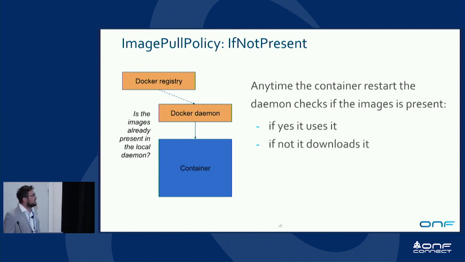IfNotPresent is a little smarter than Always. The Docker daemon just checks: do I have this image? Yes, good, I'm going to use the one I have locally. No, I'm going to ask the registry if it's there or not. And this happens with the same set of commands we have seen before.